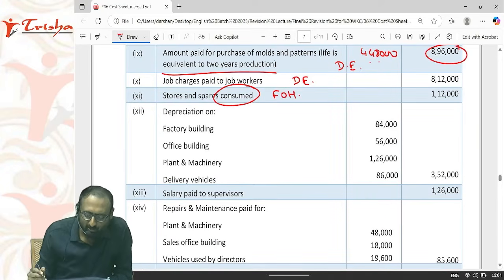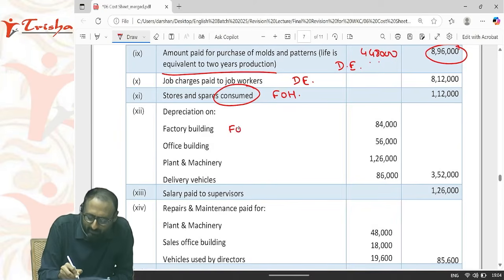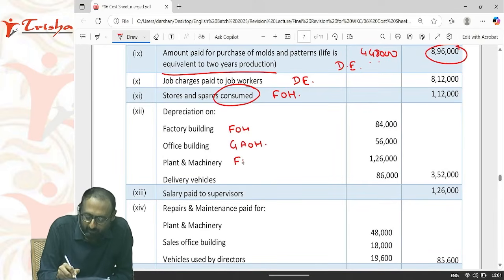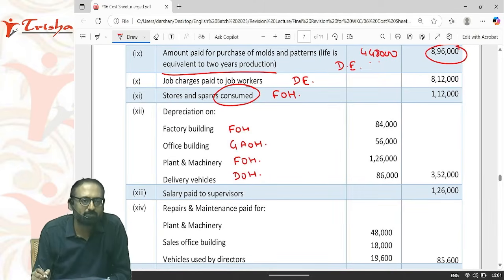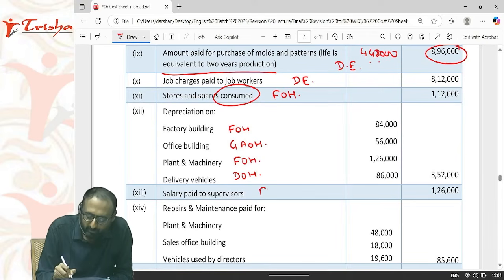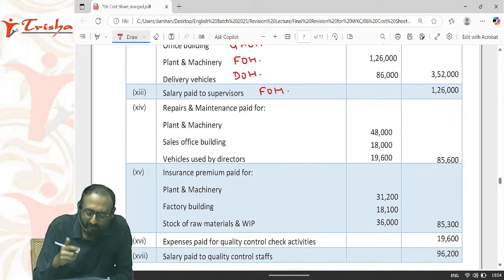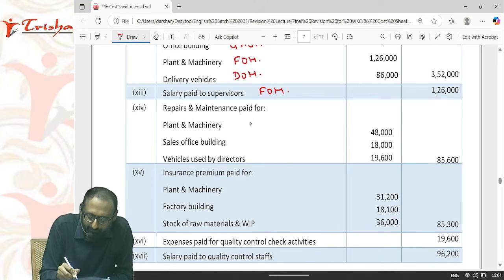Sir ji, depreciation on factory building. Depreciation on office building. Wrong answer. General administration overhead. Depreciation on plant and machinery. Delivery vehicle depreciation. Distribution overhead. Salary paid to supervisor. Supervisor means factory supervisor. Is it factory overhead? Repairs and maintenance, quickly. Plant and machinery repairs and maintenance.